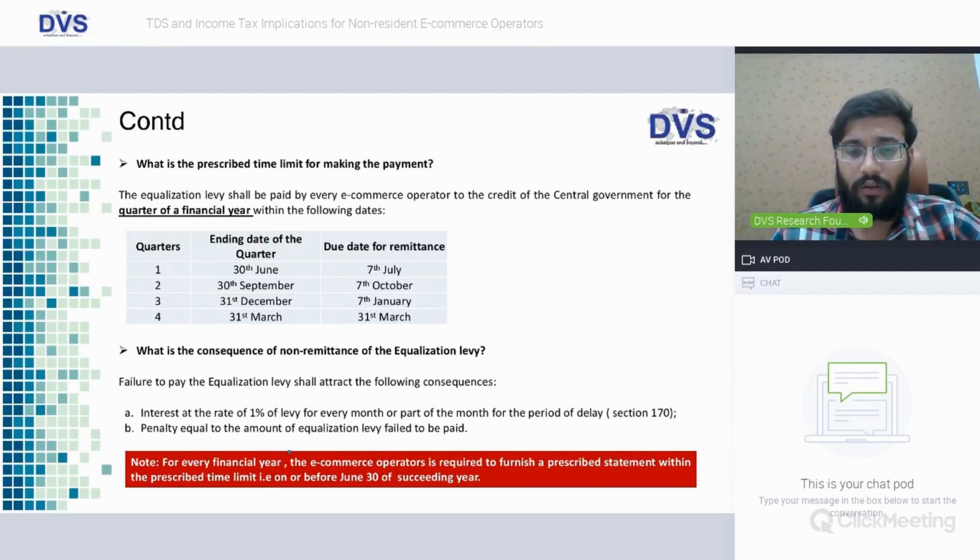Consequences of non-remittance of equalization levy: interest at the rate of 1% for every month or part of the month. Penalty equal to the amount of equalization levy failed to be paid. So if there are continuing defaults and the interest as well as the equalization levy is not being paid, then maybe penalty as well.